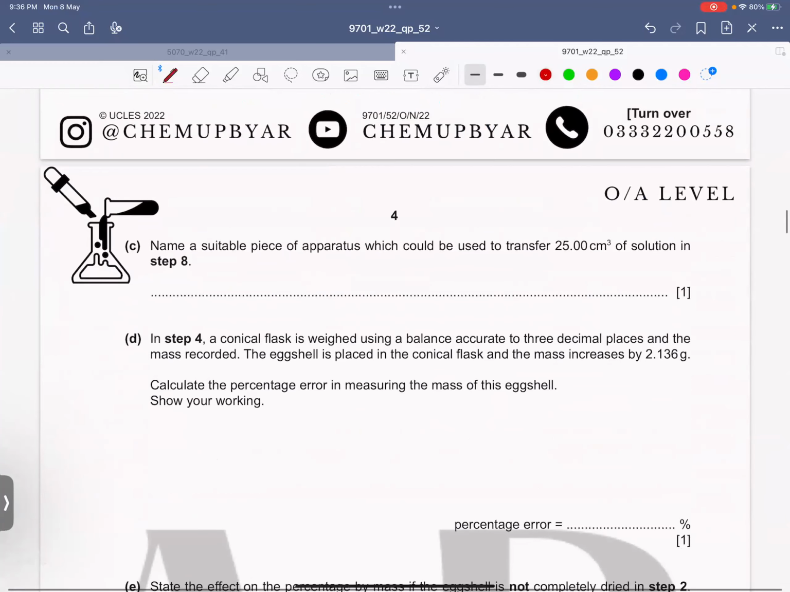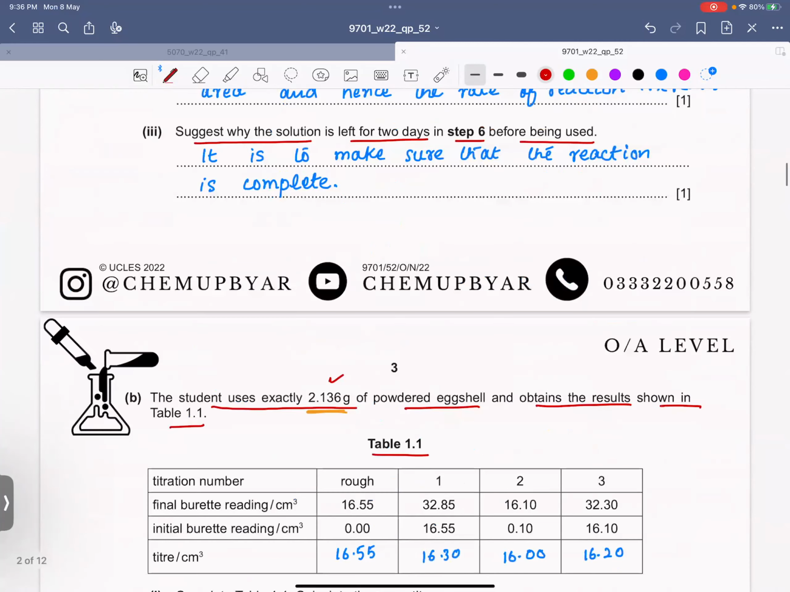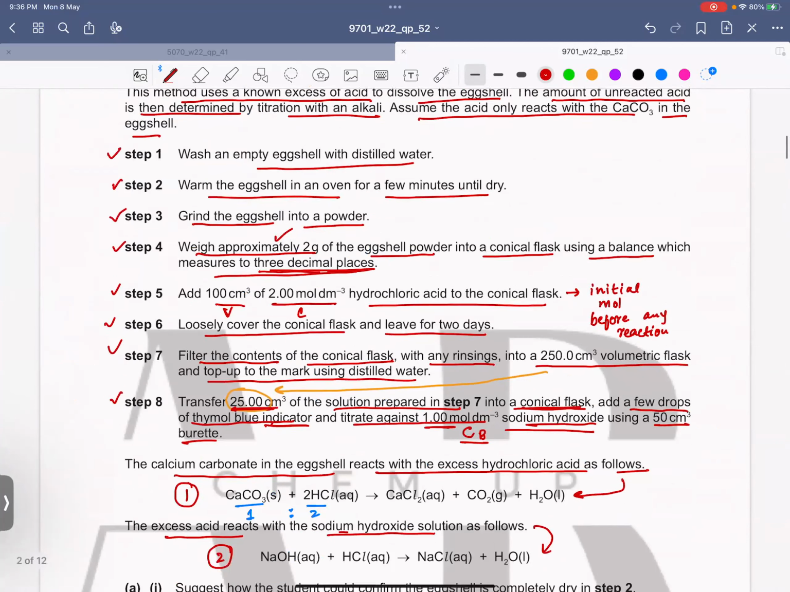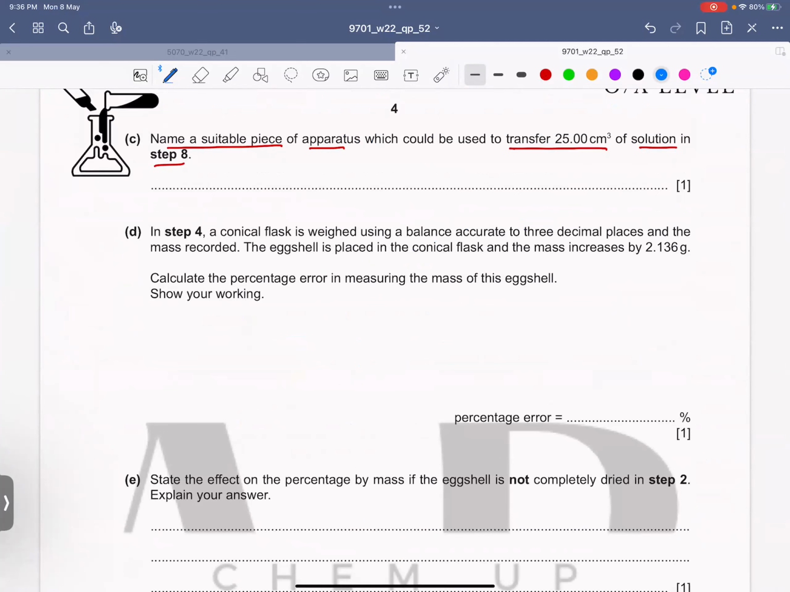Now, part C: name a suitable piece of apparatus which could be used to transfer 25 centimeter cube of a solution in step 8. So in step 8, if you see, we are transferring the 25 centimeter cube of a solution into the conical flask, and then a few drops of indicator are added. So it means we are going to perform the titration, and for titration we use a pipette to transfer 25 centimeter cube first into the conical flask, right? So I would write over here that it's pipette.